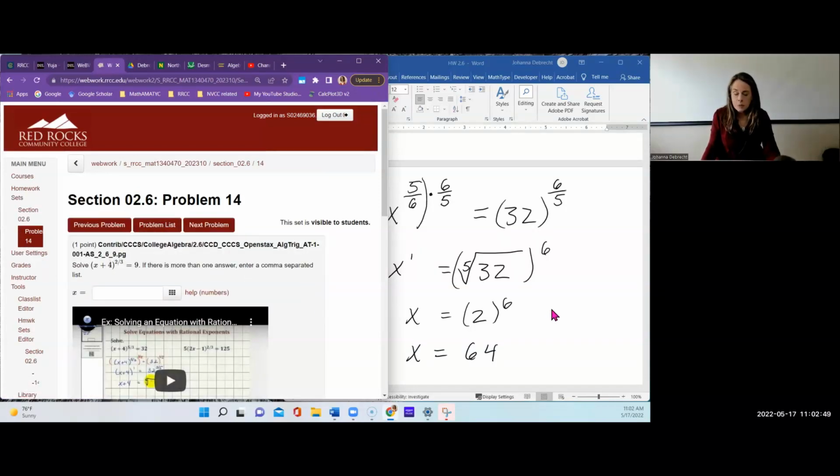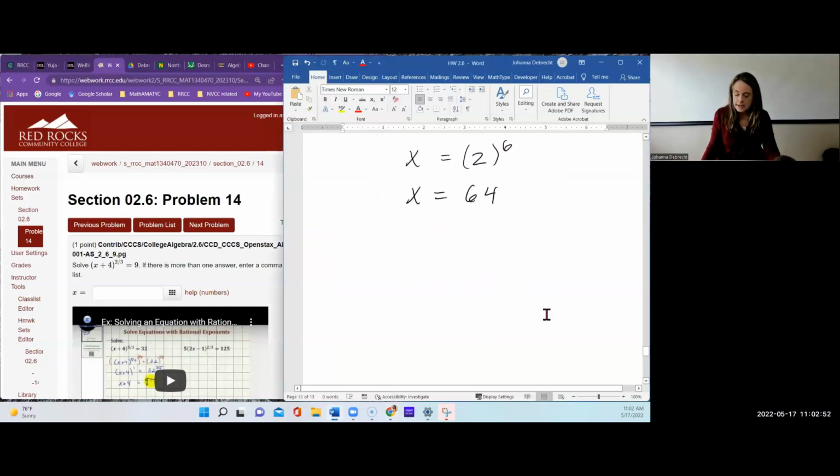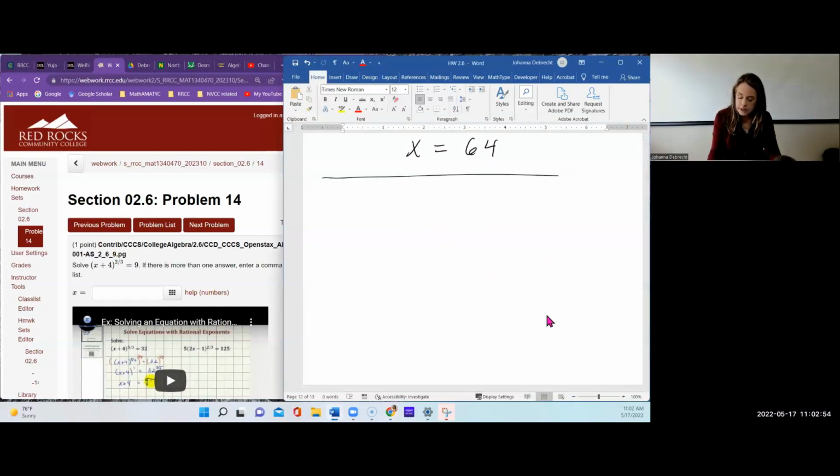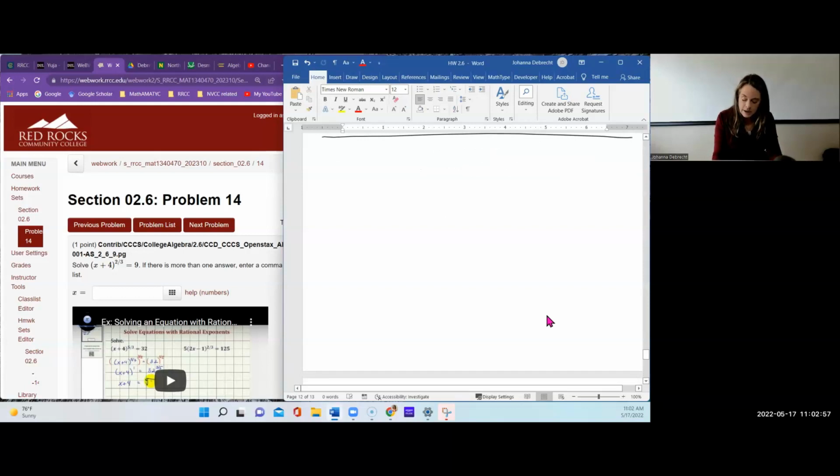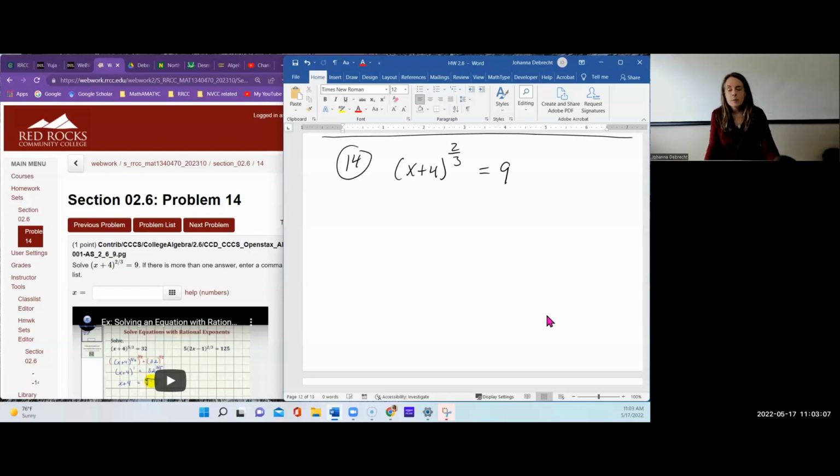Let's take a look at a more complicated problem, which has an expression involving the variable inside parentheses and a rational exponent on the outside. Again, the process is essentially the same as it was in the previous problem. The variable is in here and is being raised to a rational exponent. I want the rational exponent to disappear, so I raise the entire side of the equation to the 3/2 power, which is the reciprocal of 2/3.